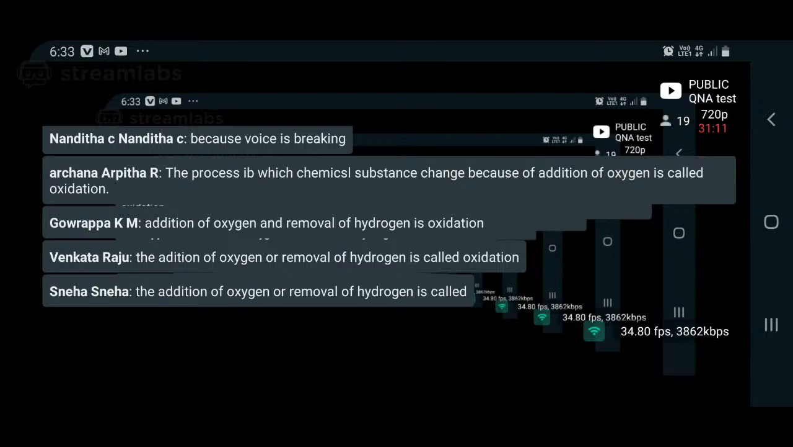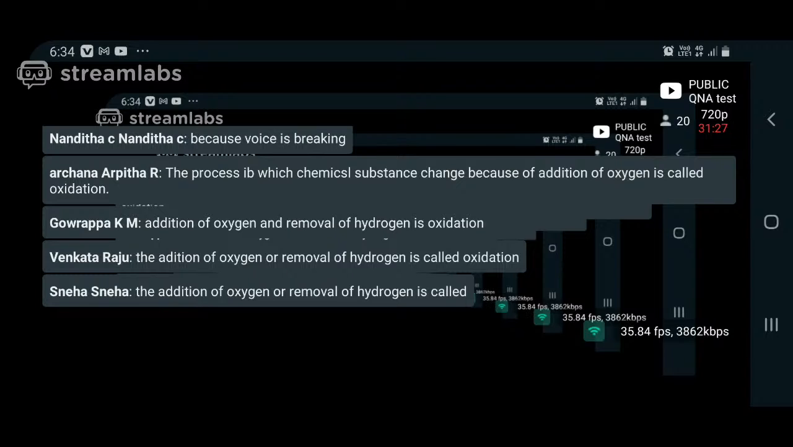Yeah, Varsha, Vidya, good answers. Sneha, good. And what about next question? Beryllium, magnesium, calcium. Which is having highest atomic size?